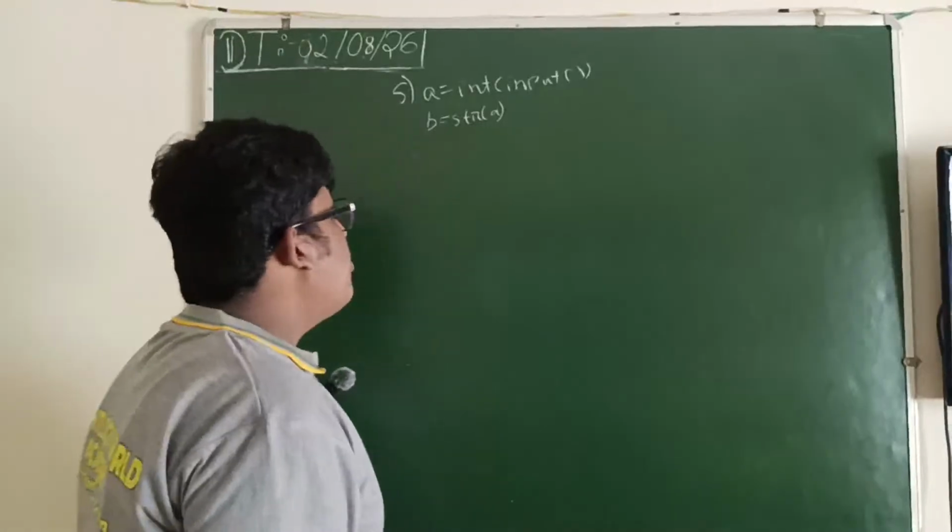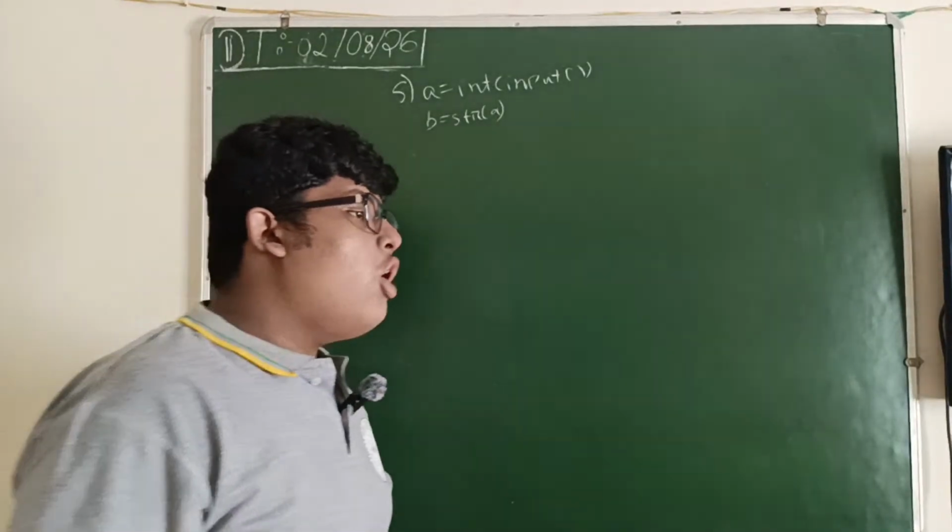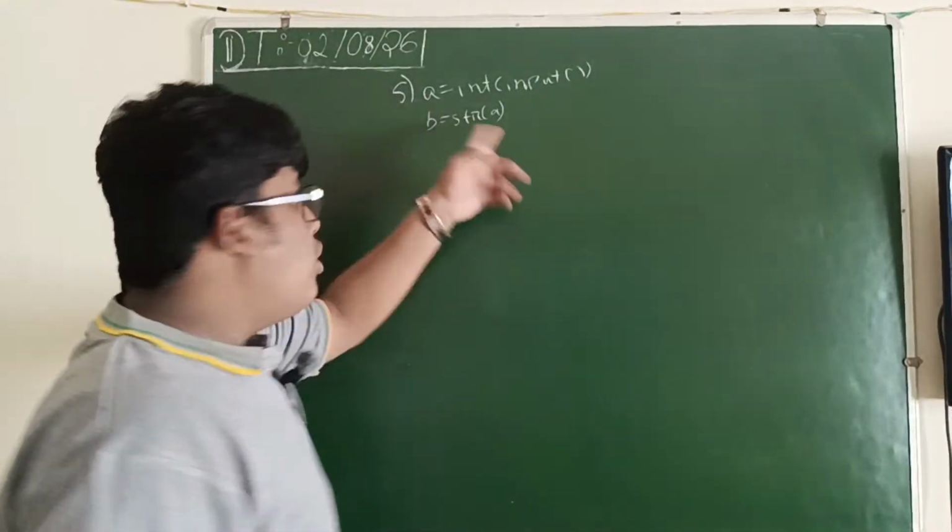So A equal to int input. Then first we will use the string function, which converts any integer or floating point value to a string. B equal to str A.